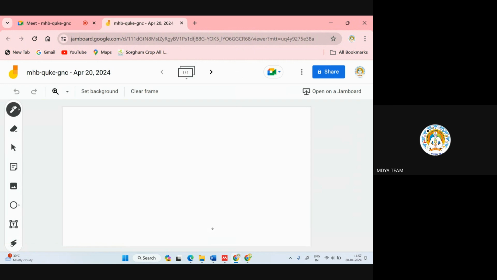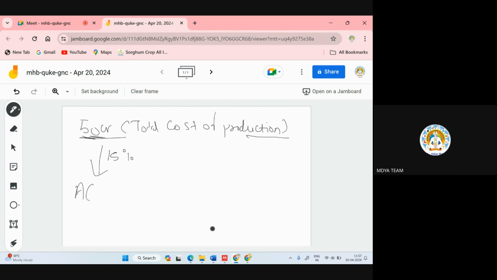Okay. So 50 crore. This is the total cost of production for every company. Out of this 50 crore, A is using 15%. We know the total and we know the percent, so how much money is company A using for production? We calculate the part: 7.5.